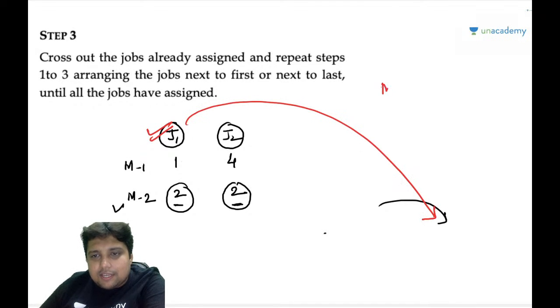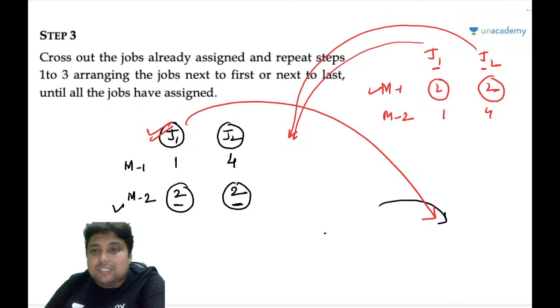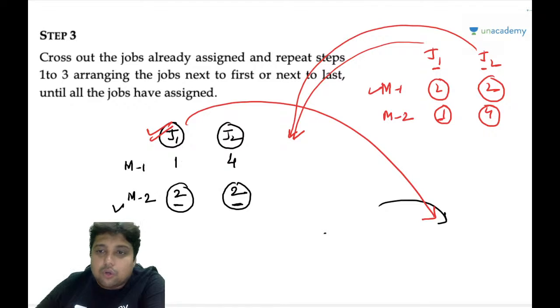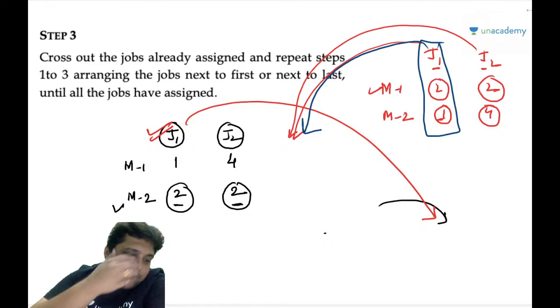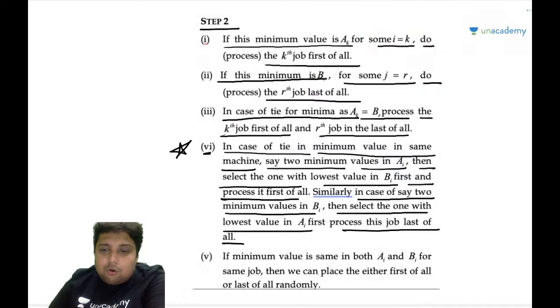Suppose there is a situation like this, machine 1, machine 2, J1, J2, 2, 2, 1, 4. So in this case, there is a tie between these 2 values on these 2 jobs on machine 1. And remember, these 2 jobs are fighting for the front position. So it says that select the one with the minimum value of machine 2. So the minimum of machine 2 is on job 1. So this job will go to the front position. So guys, I hope this is clear to each and every one of you.